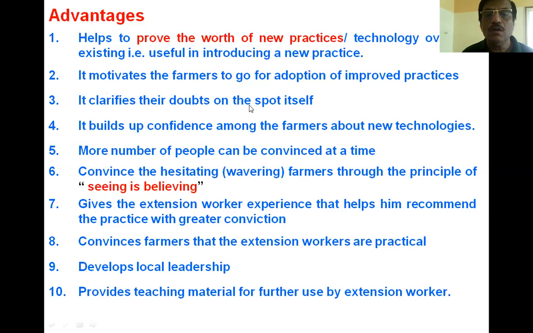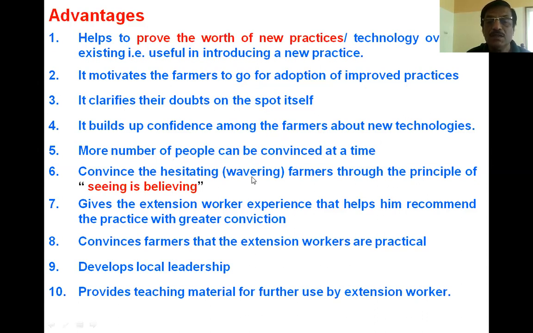It clarifies doubts on the spot itself. If there are any doubts among the farmers, whether demonstrating farmers or any other farmers, you can clarify them right there in the live crop situation, in the live demonstration plots. So it builds up confidence among the farmers about the new technologies, by seeing the worth of the technology in the farmer's situation itself. More people can be convinced at a time. By taking other farmers to the field, you can convince more farmers at a time. Then it convinces the hesitating or wavering farmers.